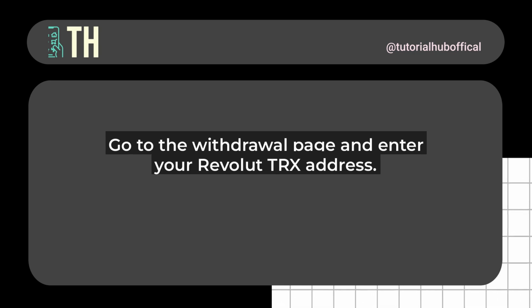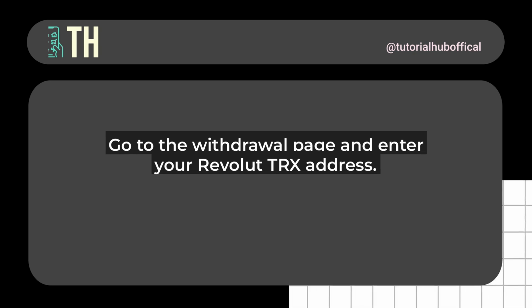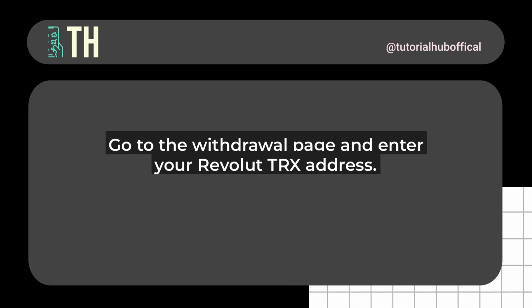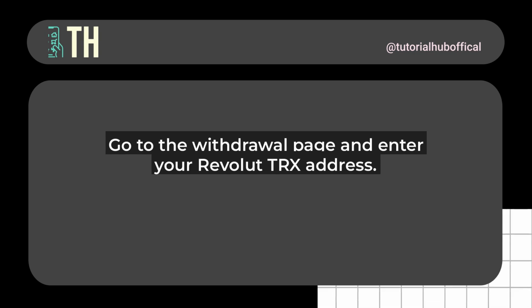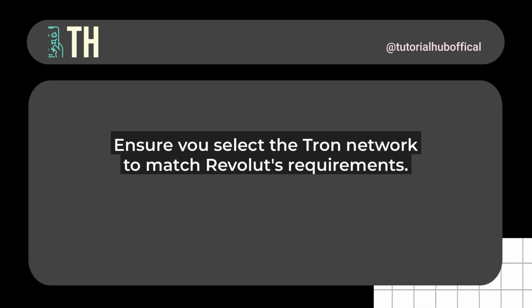Now, for Revolut, you'll have to get your TRX wallet address from the Revolut app. Open Revolut, go to your crypto section, select TRX, and copy the deposit address. Remember, TRX uses the Tron network, so ensure you select that when withdrawing from Kucoin to avoid any errors.